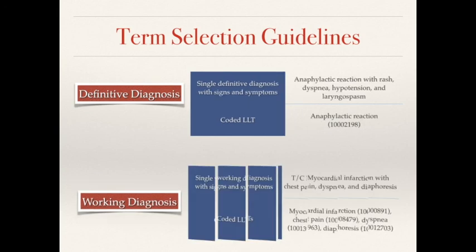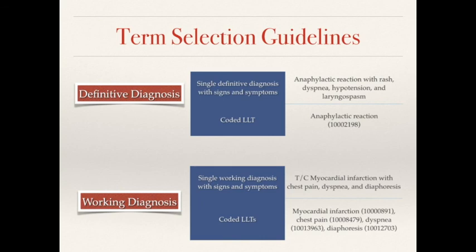However, if the diagnosis is accompanied by signs and symptoms, the rules for term selection change. For example, a patient who suffered from rash, hypotension, and laryngospasm was formally diagnosed with anaphylactic reaction. In this case, only the definitive diagnosis needs to be coded or assigned an LLT. In contrast, a patient presenting with chest pain, dyspnea, and diaphoresis is currently being managed as a case of possible myocardial infarction. In this case, the symptoms as well as the diagnosis should be assigned an LLT.